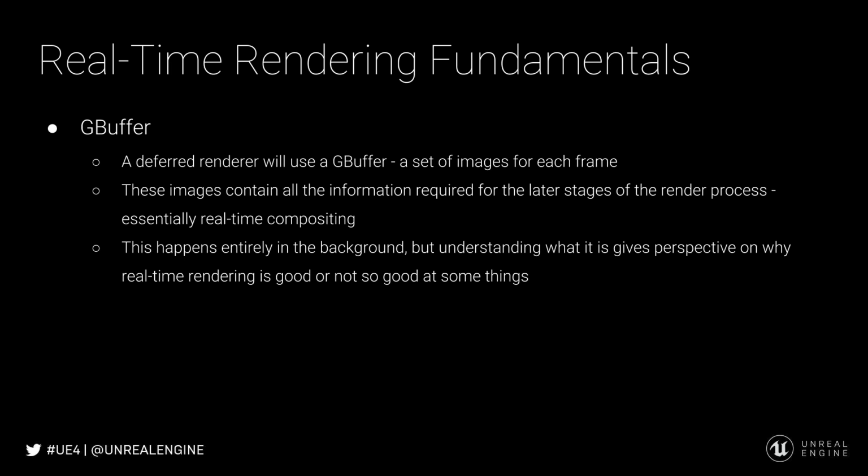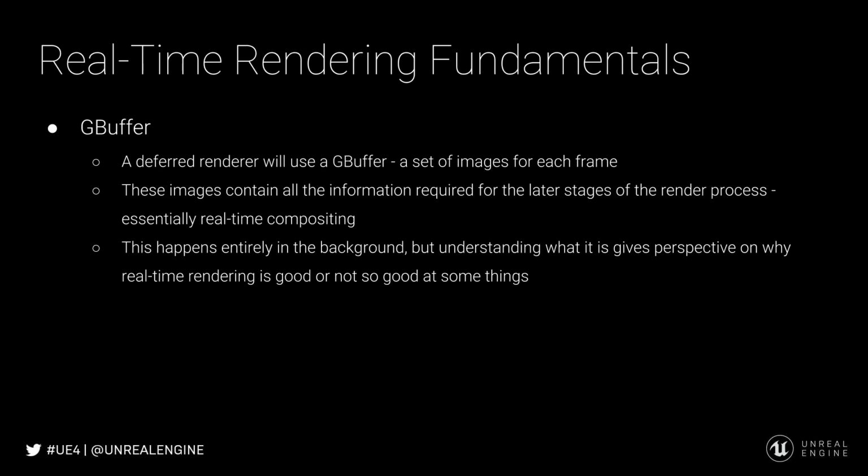A deferred renderer will use a G-buffer. A forward one does not actually, or it could, or some hybrids are possible, but too much detail there, so let's just say it can't, whereas a deferred one can. A G-buffer is essentially a set of images for each frame. These images contain all the information required for the later stages of the render process. Essentially what we're doing is real-time compositing. We're rendering out different versions of the screen, and then using those different versions, which are grouped together in the G-buffer, we can figure out other stuff further into the rendering process.